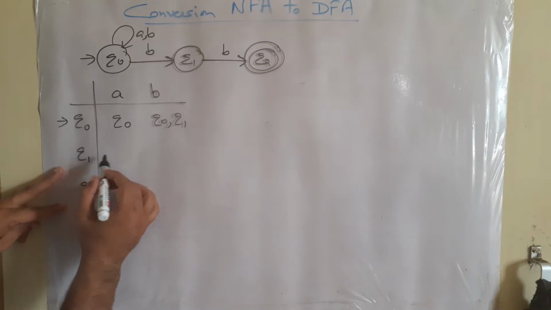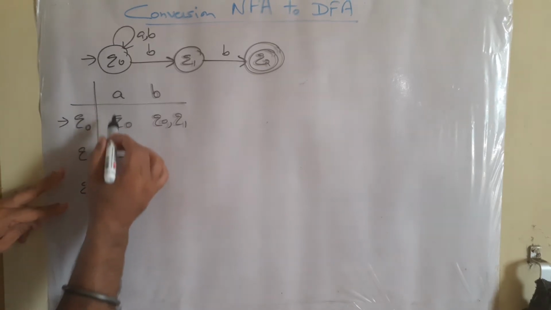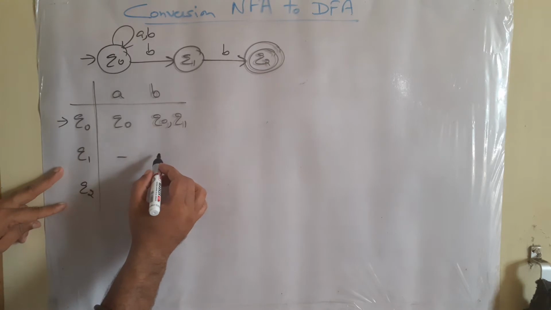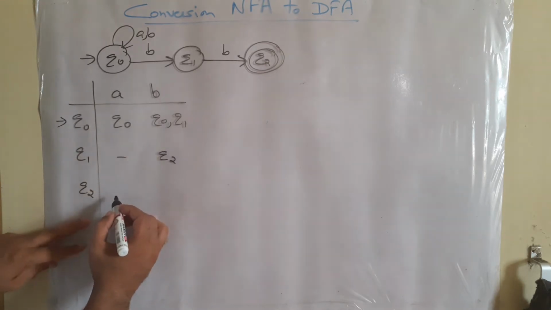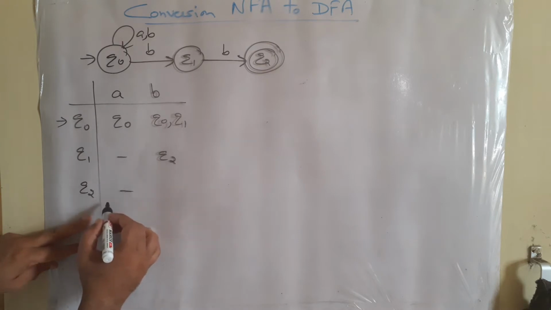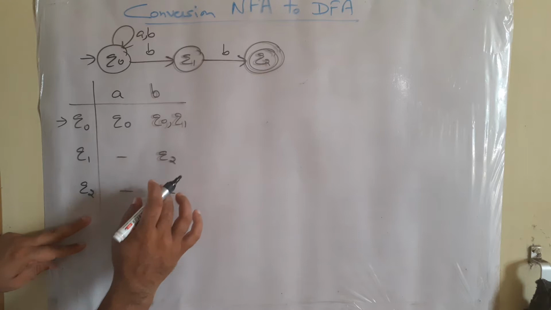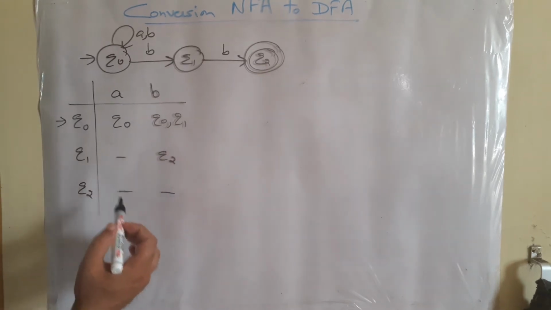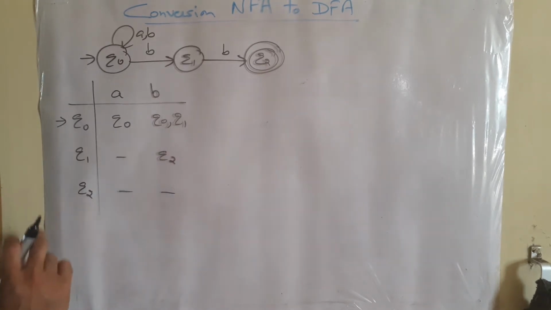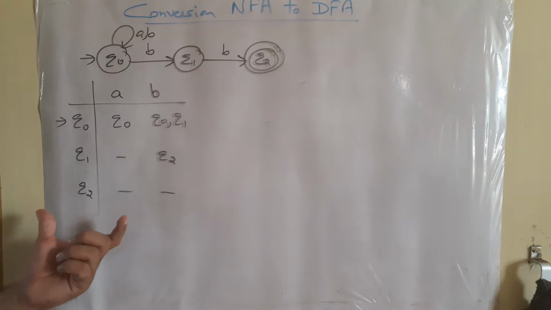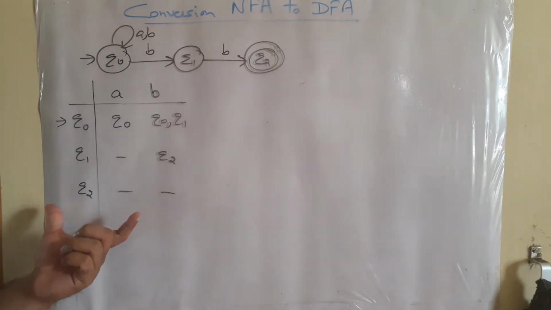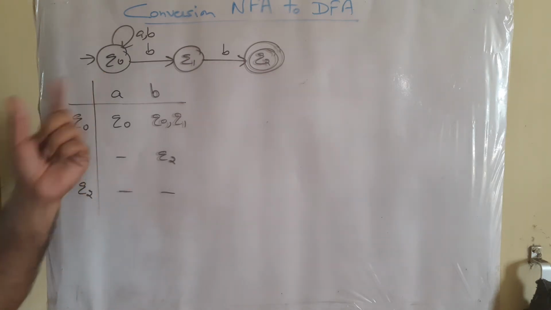Similarly, Q1 has no response to input symbol A, but responds to B and moves to Q2. There is no response for input symbol A by the state Q2, and no response to input symbol B by the state Q2. So this is the transition table for this diagram.